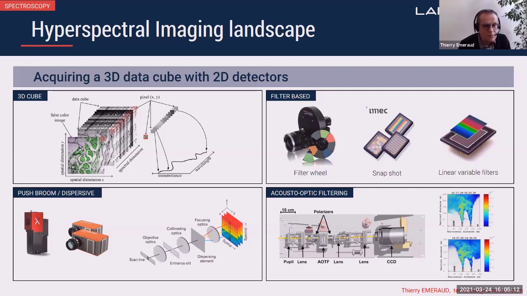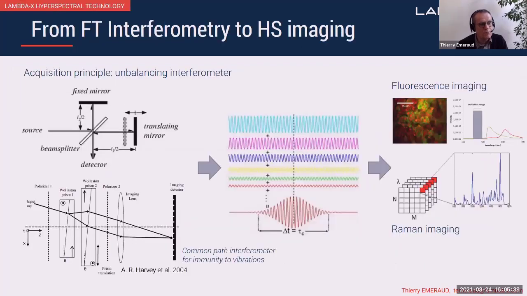Or you can take the snapshot approach or the filter-based approach. And there are other hyperspectral imaging systems working with this. You can also take another route, which is the acousto-optic filtering. And there are fewer, I would say, commercial products taking this. It's more of a laboratory approach. And interestingly, Lambda X has identified a new path to make hyperspectral imaging, which is to use Fourier transform interferometry.